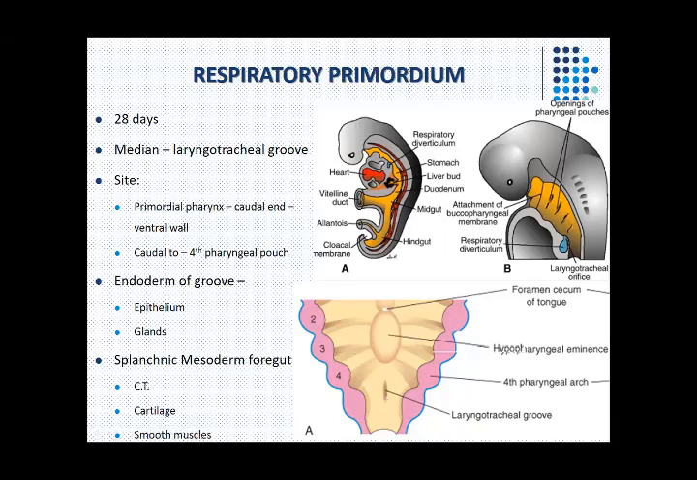अब obviously ये groove इस एंडोडर्म में बना हुआ है. तो ये जो एंडोडर्म है groove की, this develops into epithelium. This develops into gland. So इस एंडोडर्म से epithelium और glands of the groove बनेंगे. और इसके जो सराउंडिंग मेसेंकाइम है, ये आपको पता है मेसोडर्म या मेसेंकाइम जो है, ये मसल्स, कनेक्टिव टिश्यू और कार्टिलेज में डेवलप होती है.